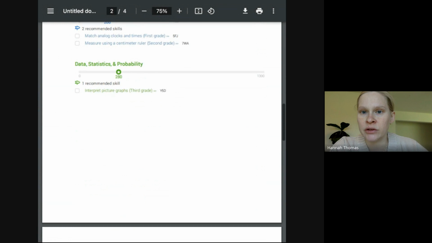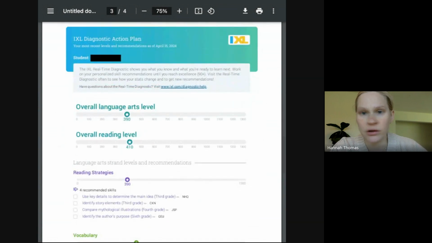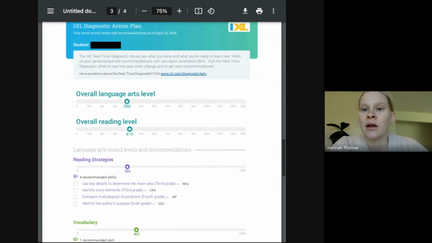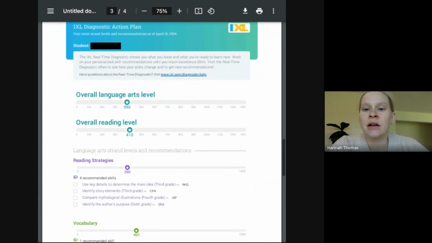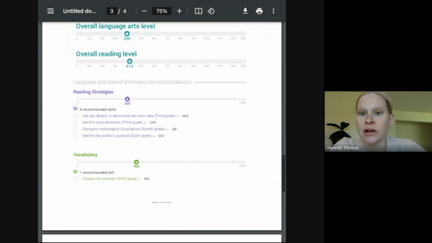Moving on to a student who has taken the language arts diagnostic. We see here that the overall level is 390, which means they're 90% done with 3rd grade skills. And so this student is testing closer to 4th grade. It shows a language arts level, and it also shows reading level. Reading level is a little bit higher than language arts, and it breaks down our strands for us.